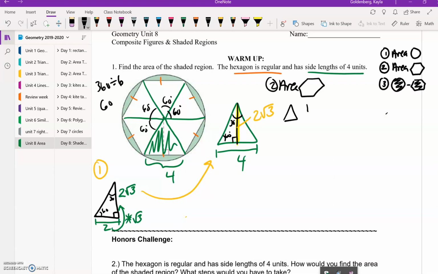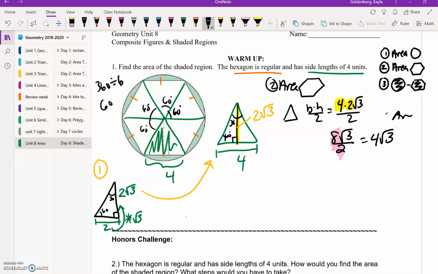So the area of just the triangle is base times height divided by 2. Remember, we want the total base, which is going to be 4 all the way across. The height is 2 root 3 divided by 2. So if I'm looking at the top, I'm going to do the 4 times the 2. So that's going to be 8 root 3 divided by 2. I'm going to do 8 cut in half. And that looks like there are now going to be 4 root 3s. And that's the area of just one of my triangles.